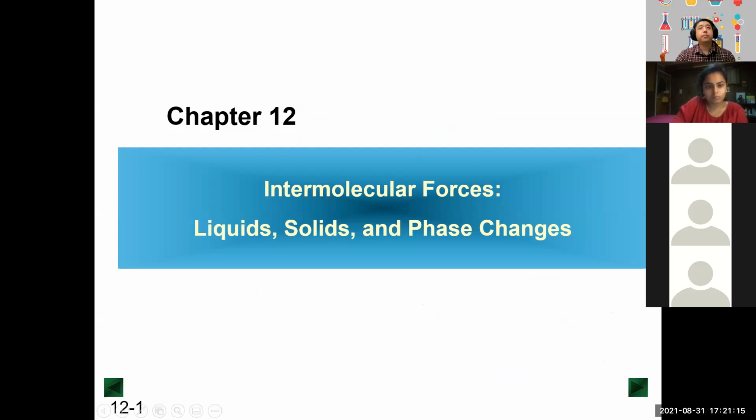Just letting you know. Okay, so for chapter 12 here, we're gonna learn about intermolecular forces to focus on liquids, solids, and the phase changes. So you've pretty much learned about gas laws back in Chem 1. Now we're focusing more on the liquids and the solids. Okay, does anyone need time to settle in before we begin? Get your notebook, get a drink of water, whatever you need. All right, so we're gonna get started.